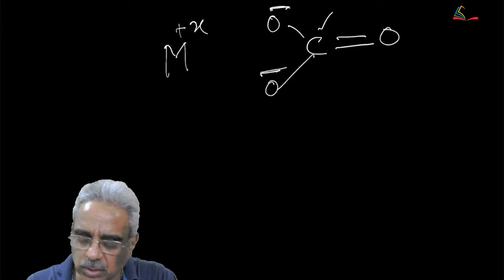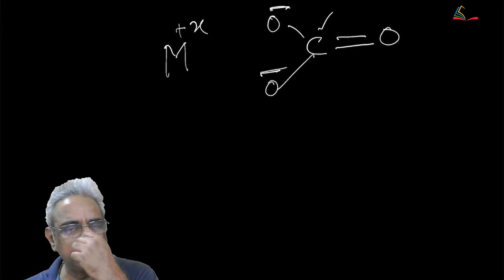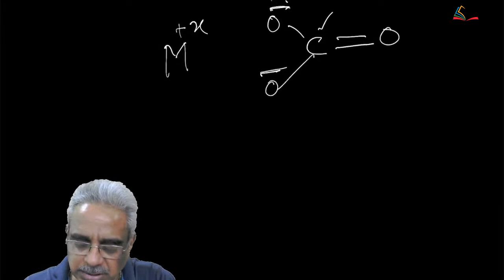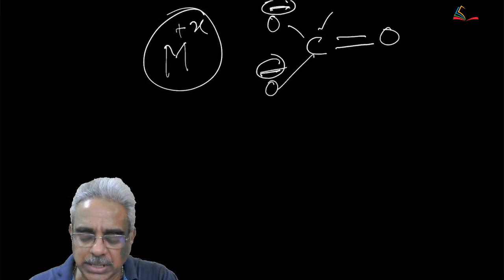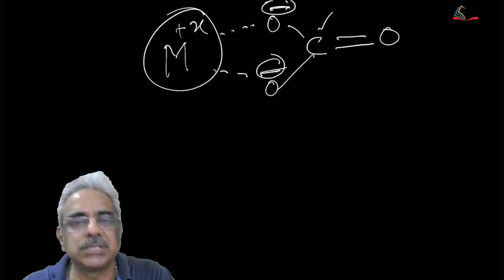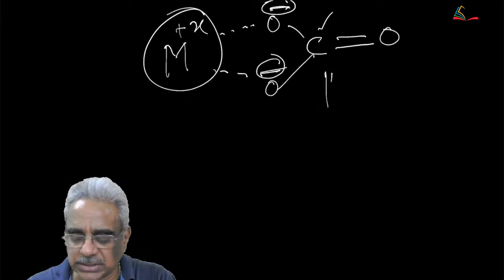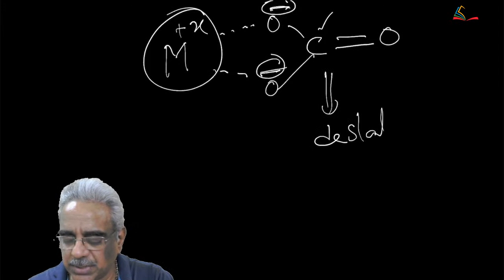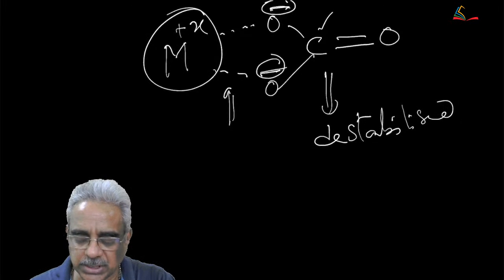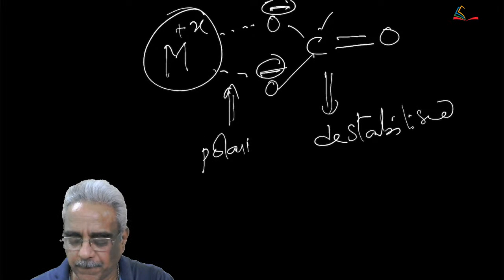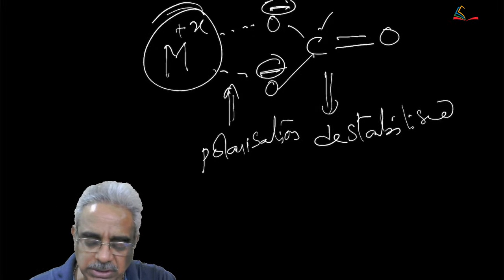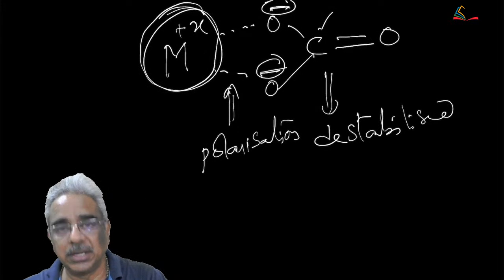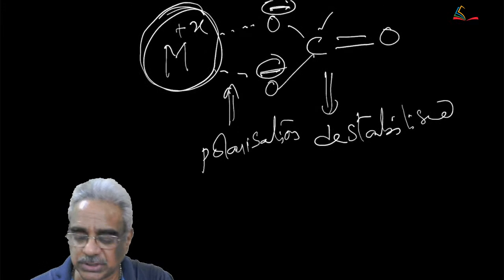Now they undergo a kind of phenomenon called resonance, which you will learn later. This electron gets delocalized and it will be stable. Suppose this cation polarizes the electron density from these oxides. What will happen? This gets destabilized. Destabilized means it will lose its stability if this polarization takes place. If the cation in a salt polarizes in the crystal, that's what I was telling.